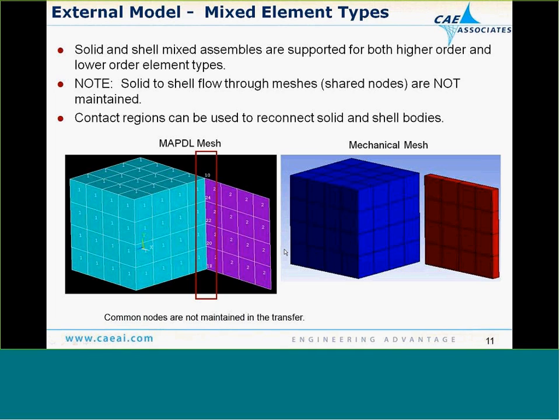One last note, if you happen to have shared topology between a mixed order mesh, so in my simple example here, I have a block, and that block has attached to it a shell body, and they are sharing common nodes at that interface. Because those nodes are reordered and those bodies are treated separately in the external model utility, that connection of shared nodes will no longer exist when you bring that into Mechanical. So you'll have to use a bonded contact region to tie them back together.